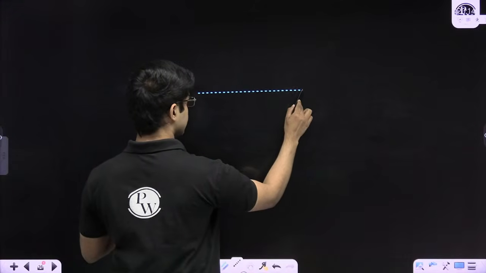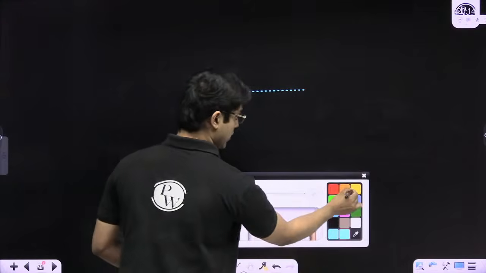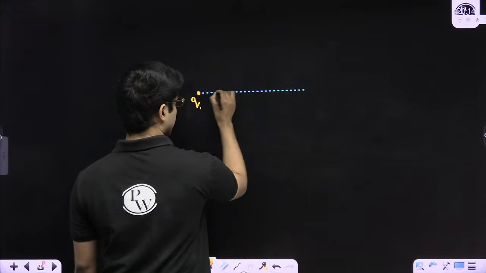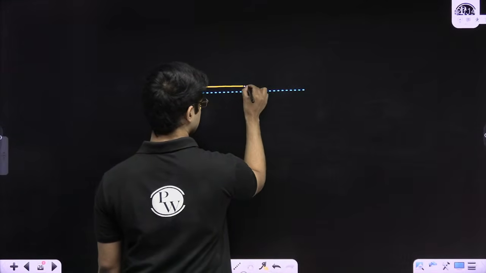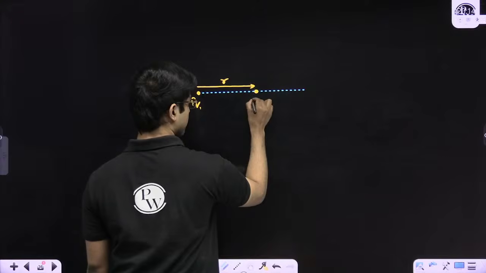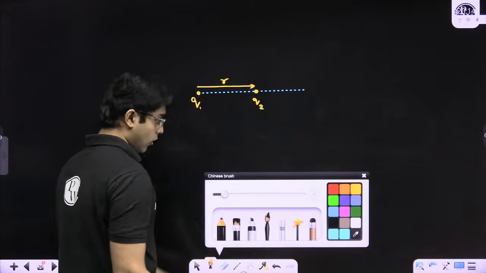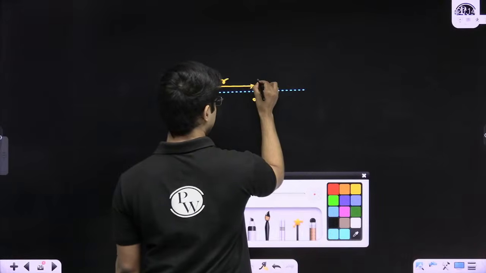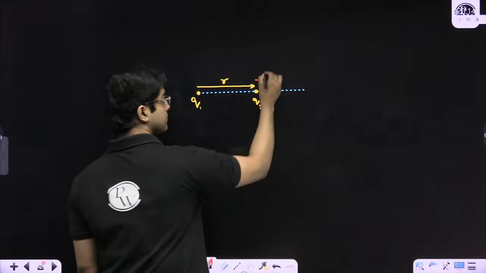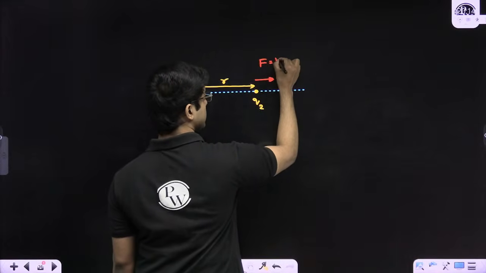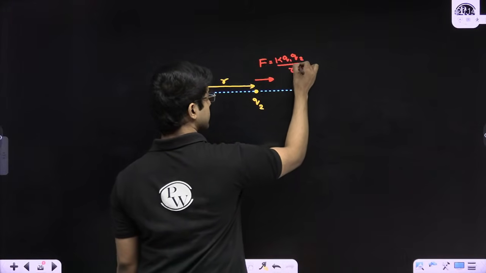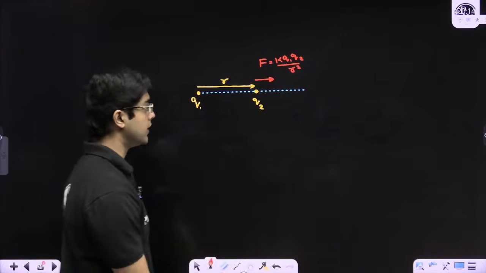So this is, let's say, the initial line, and here we have Q1 fixed at this location, and at some intermediate time at a distance r we have the other charge Q2. On this Q2 charge we have the Coulomb force acting to the right. We're assuming both of them are positive charges. What is the magnitude? Magnitude is kQ1Q2 by r square. This is a variable force, that is why we need integration.